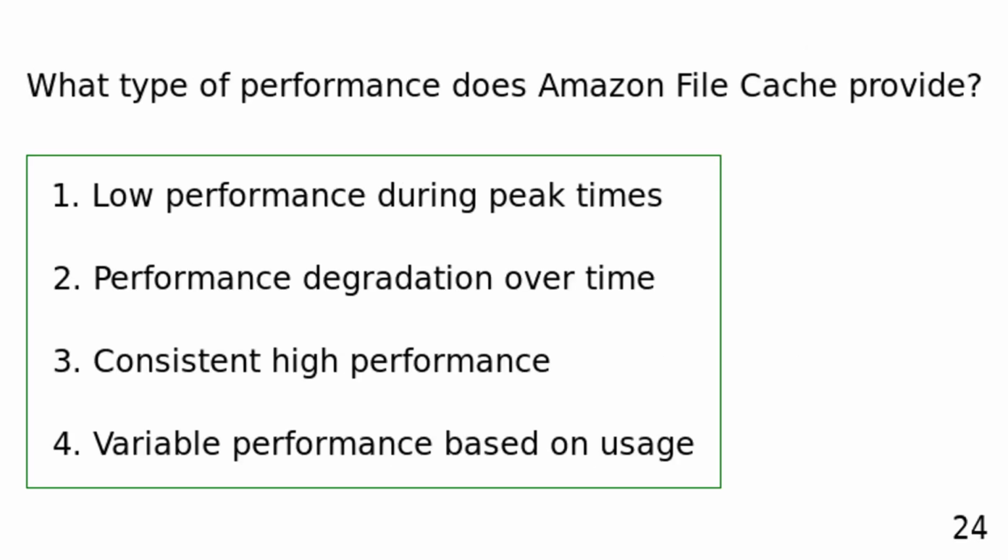What type of performance does Amazon File Cache provide? Low performance during peak times. Performance degradation over time. Consistent high performance. Variable performance based on usage.